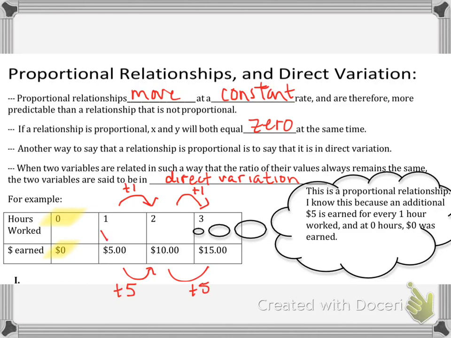So what that means is that since it's always adding the same, you can multiply by the same thing to get from x to y. So how are we getting from 1 to 5? Well, for every hour he works, he earns $5. So I know this is a proportional relationship because an additional $5 is earned for every 1 hour worked. So he earns $5 per hour and 0 at 0 hours.